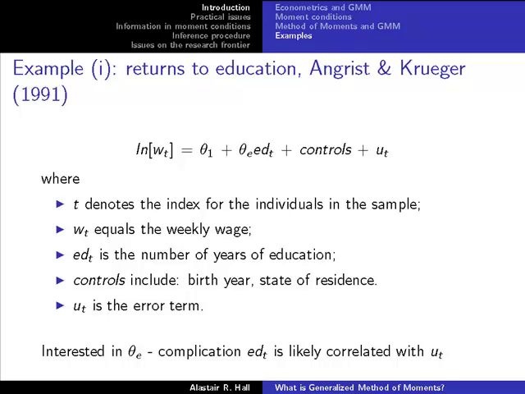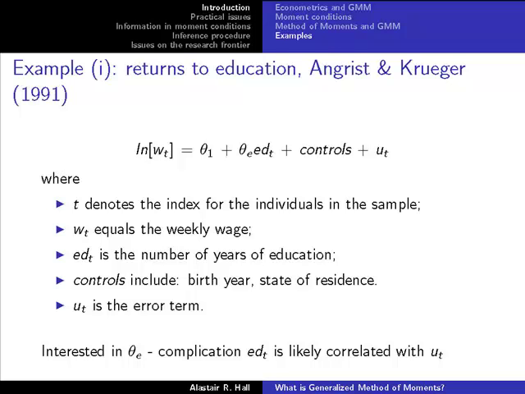Okay? So the parameter that's of interest to us here is this theta subscript d, which would be like the semi-elasticity, which tells us 100 times that tells us the percentage change in the log wage, the percentage change in the wage for a change in education.